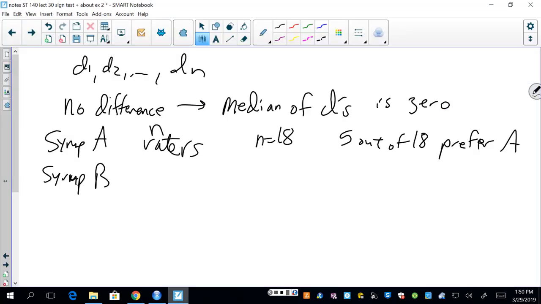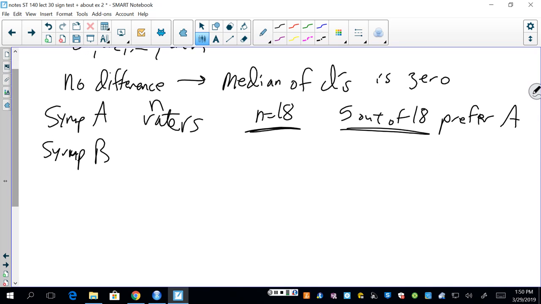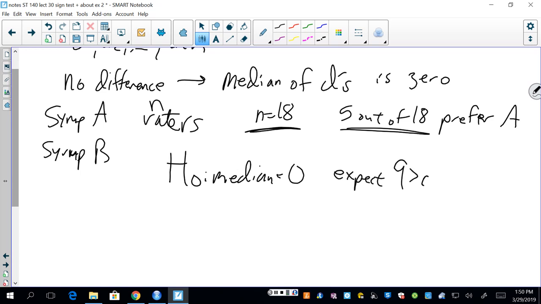I don't know how I got 18 and 20, but suppose we had 18 raters, and 5 out of 18 prefer A. Well, under the null hypothesis that the median is 0, we'd expect 9 differences above 0, and we'd expect 9 differences below 0, assuming no ties. But we only have 5.